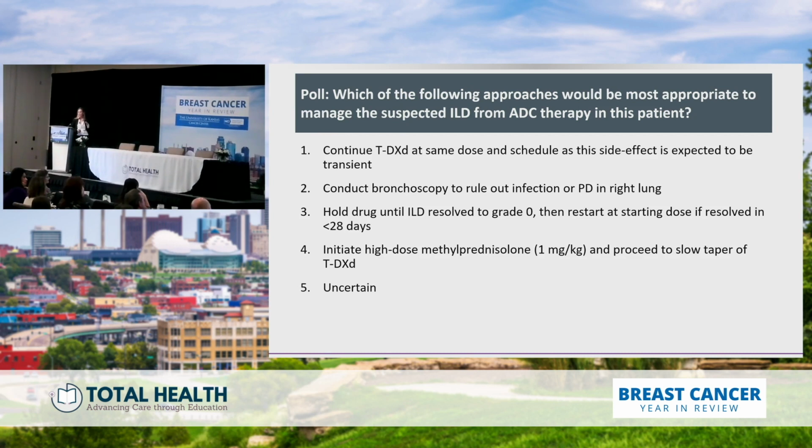So what would be the appropriate approach for a patient with asymptomatic interstitial lung disease? Do you continue trastuzumab deruxtecan at the same dose and schedule? Do you do a bronchoscopy to rule out infection or progression of disease in the lung? Do you hold the drug until ILD is resolved to grade 0 and then restart if resolved in less than 28 days? Do you give high-dose steroids and proceed to a low taper, or uncertain? So a very informal poll. Fingers. 1, 2, 3, 4, 5.